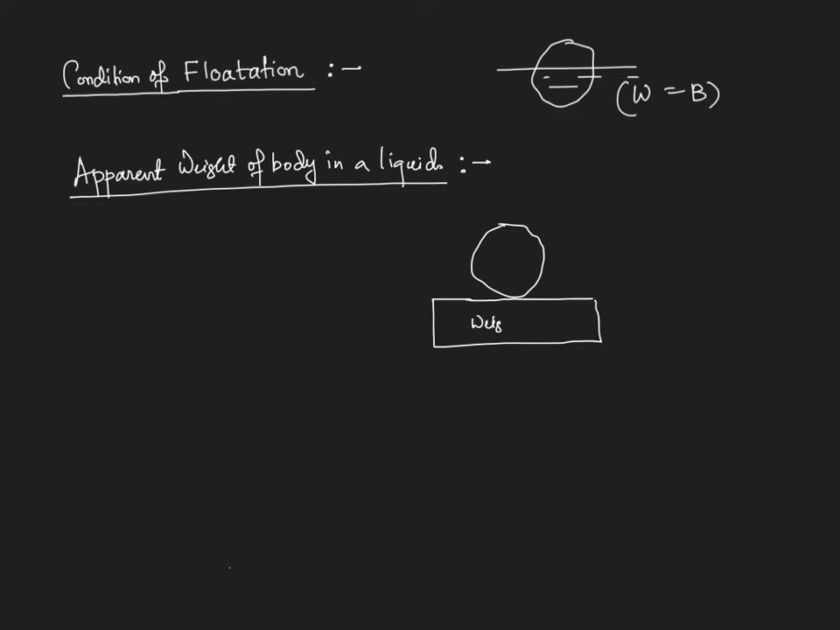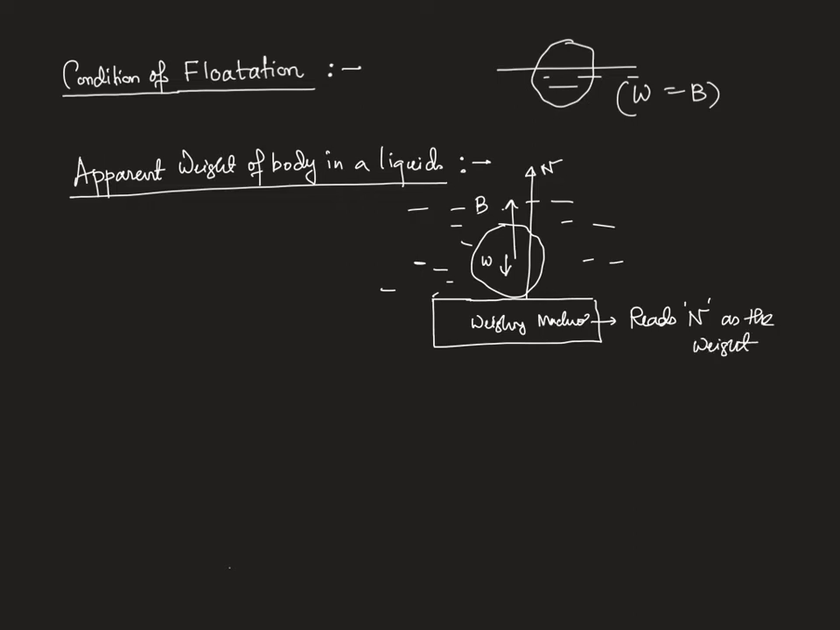So suppose you have a weighing machine here, and the body is submerged, the whole thing inside the liquid. The forces that act on the body are the weight, the buoyant force, and the normal reaction. So the weighing machine reads the value of N as the weight. This is the apparent weight. Obviously this body is in equilibrium, so N is equal to W minus B. So the apparent weight of a floating body is always 0.